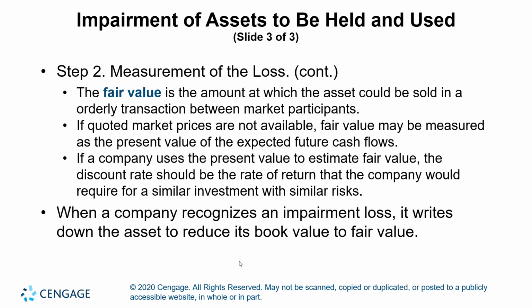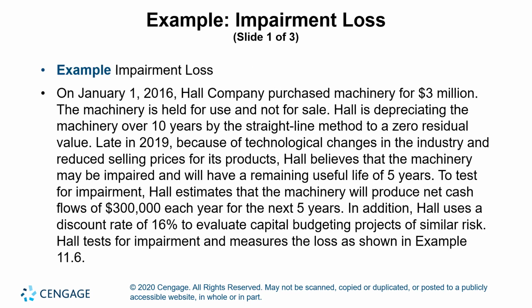To test impairment, Hall estimates the machinery produces a net cash flow of $300,000 each year for the next 5 years. It uses a discount rate of 6% to evaluate other capital budgeting projects with similar risk. So let's walk through how you would calculate the impairment. Book value is 3 million, less accumulated depreciation, which was 4 years times 300,000, or 1.2 million. So the current book value of the asset is 1.8 million.